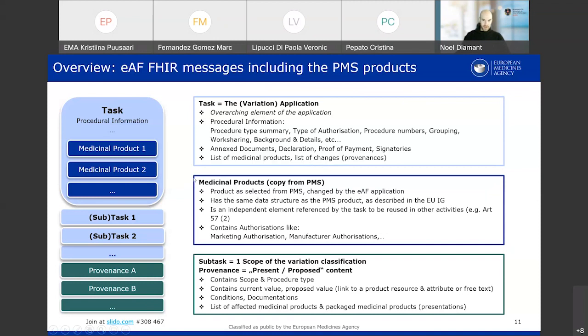For the medicinal product itself, these little blue boxes that are in here, those are entire products. Those are huge things, but they are not different from the ones that you know. If you have taken part in the testing of the FHIR API in PMS, then you already know those because they are the same. Now, when you select your PMS product, we will pull that information and load it into the eAF for somebody to change.